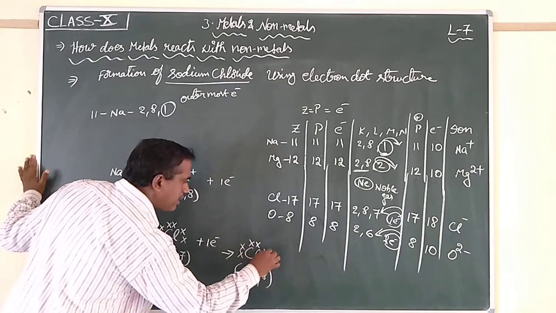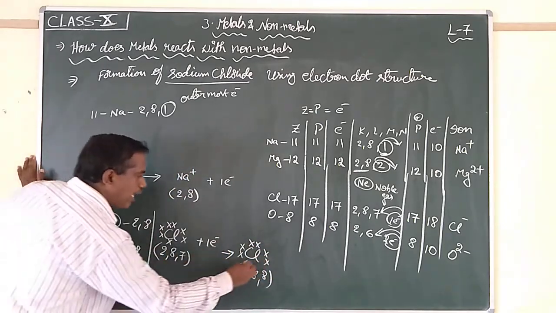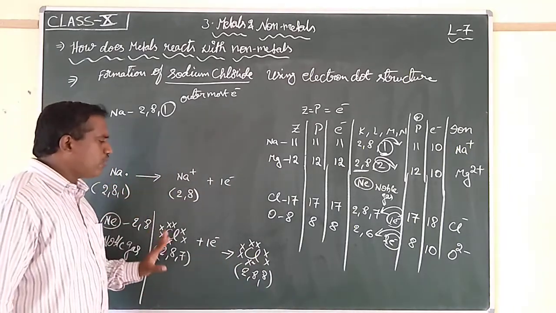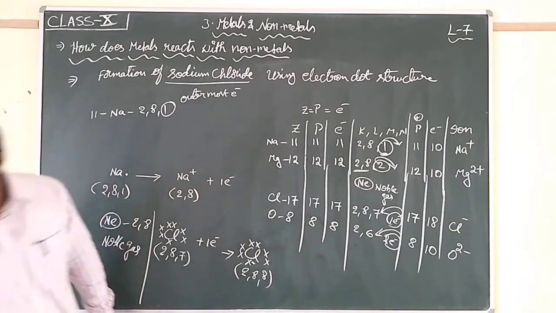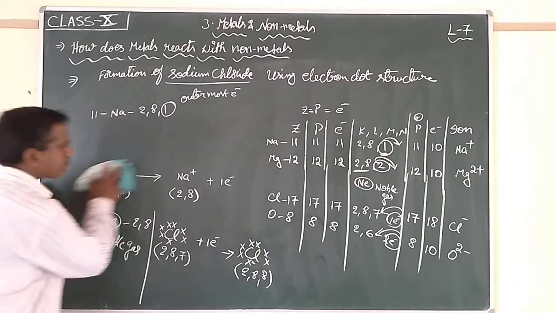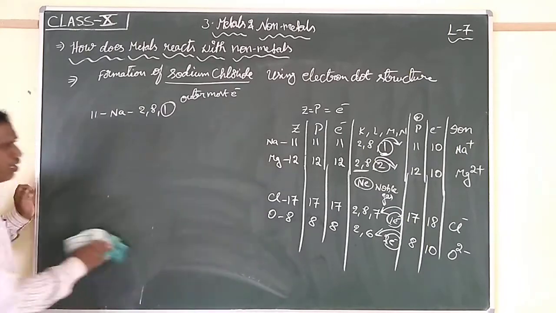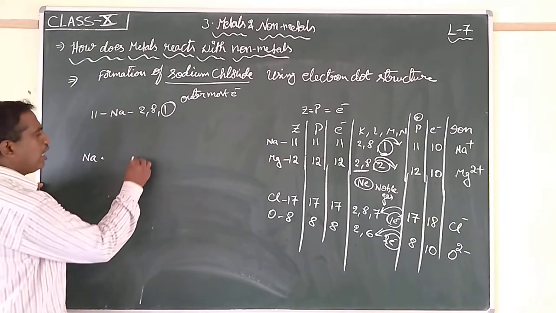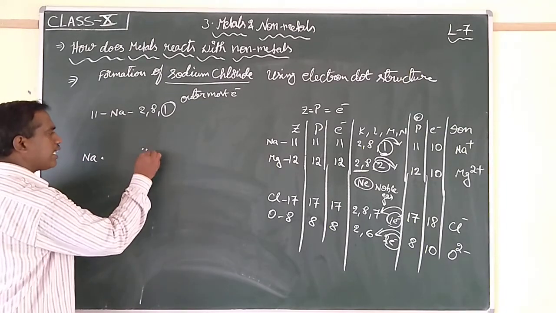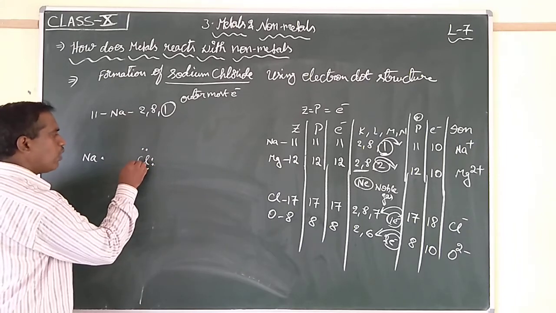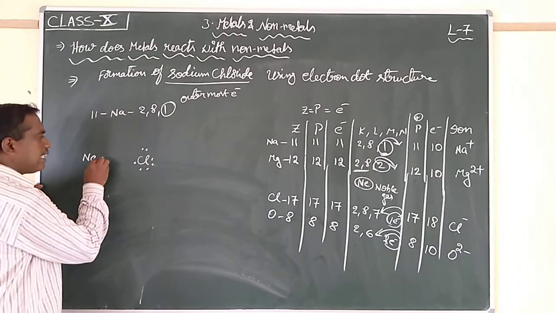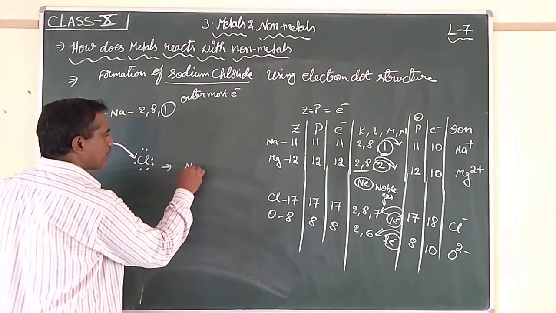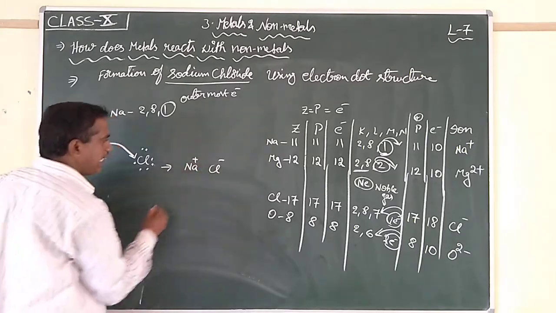See children, these X's are its own electrons and the dot represents the electron gained by the chlorine. It is a simple short notation shown in the form of a diagram. You can view here how we write it. For sodium, how many electrons do we represent? One electron. Chlorine, how many outermost electrons? 7 outermost electrons. This single electron will be gained by chlorine. And now we represent this as Na plus, Cl minus.